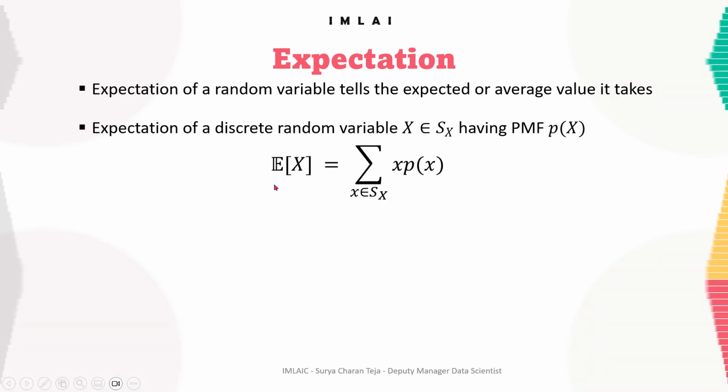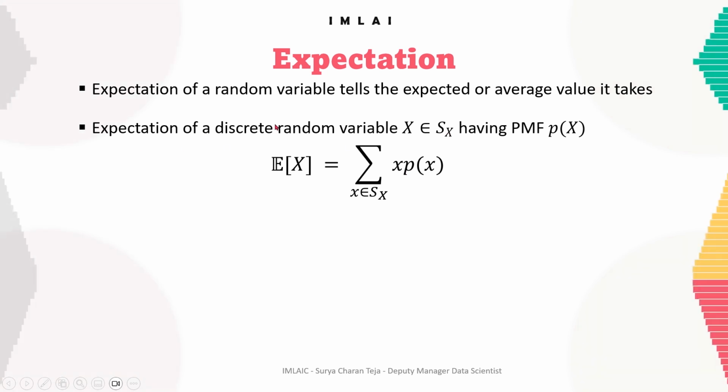How do we denote that expectation? Expectation of X is denoted this way: E of capital X is equal to the summation over x belonging to the sample space of capital X of x times P of x. Each value of the random variable X is multiplied by the probability of that respective value of x. That is the expectation of a discrete random variable.